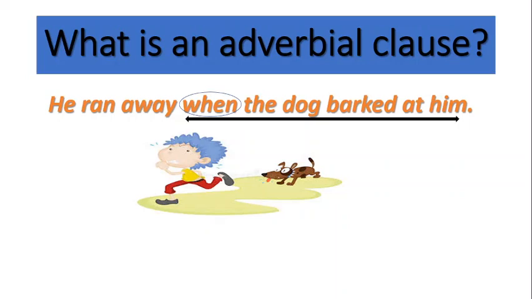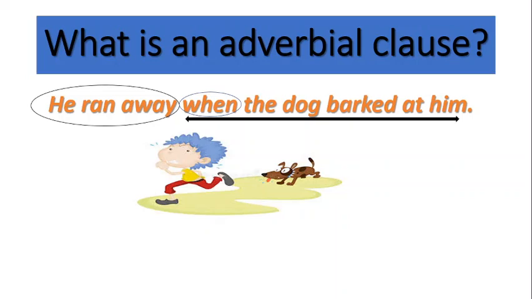So when the dog barked at him, automatically is what? The adverbial clause we are looking at. And that is what we call the grammatical name. The grammatical name is adverbial clause. But the question is, what is its function? We will ask again. The boy wasn't running, but at a time he started running. At what time? When the dog barked at him. So you can see that when the dog barked at him is the adverbial clause that depends on the main clause, he ran away, to function.